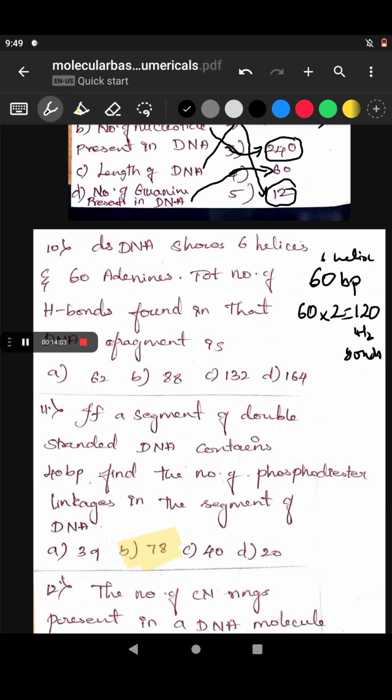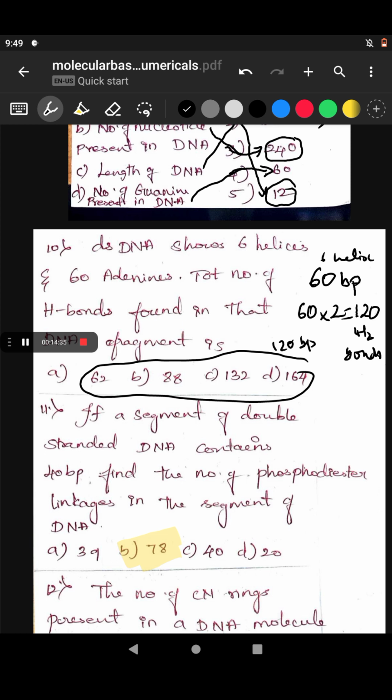So the next one, here the answer key, there is a problem here. The answer key is wrong. It should have 120 base pairs as an answer. See, double-stranded DNA shows 6 helices. So one helix is 10 base pairs. And they have 60 adenines. That means 10 into 6 is 60 base pairs. And 60 base pairs has 60 adenines. It implies that 60 adenines will be base paired with 60 thymines.